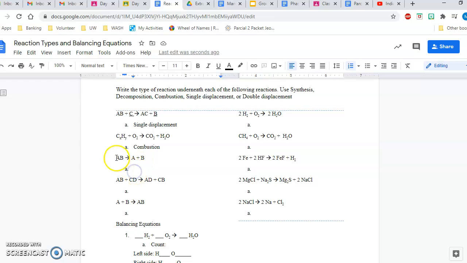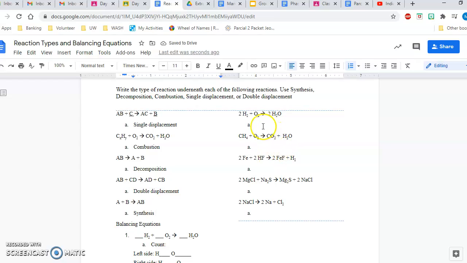So the next one we have is AB goes to A plus B. When we start with something together and it gets torn apart into two separate elements, we have a decomposition reaction. The next one we have is AB plus CD goes to AD plus BC. So we can see that we start with AB and then we're switching where B and D are. And since we're switching it twice, we're going to call this a double displacement reaction. And finally, we have A plus B goes to AB. So when we're forming two things, we're building together, we're making them. So this is going to be synthesis.